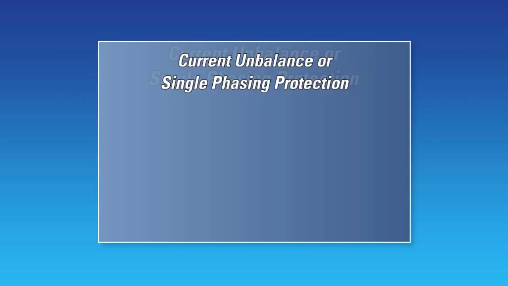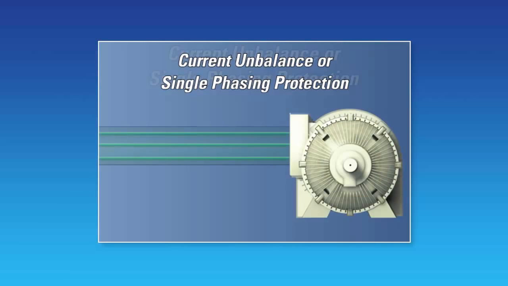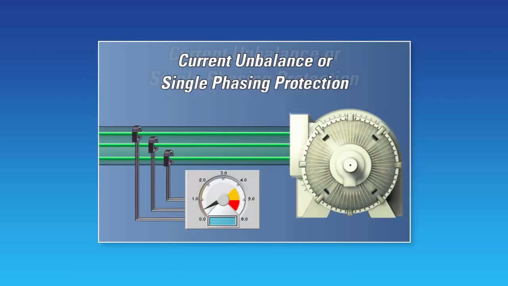Current unbalance or single phasing protection. The contribution of current unbalance to the thermal capacity used was covered earlier. Here, the magnitude of the current unbalance is used to detect and trip the motor if a single phase condition occurs. Single phase refers to the situation when one of the 3 phases is no longer being supplied to the motor. If enabled, a trip and/or alarm occurs once the unbalance magnitude exceeds the current unbalanced trip pickup for a period of time specified by the current unbalance alarm trip delay.